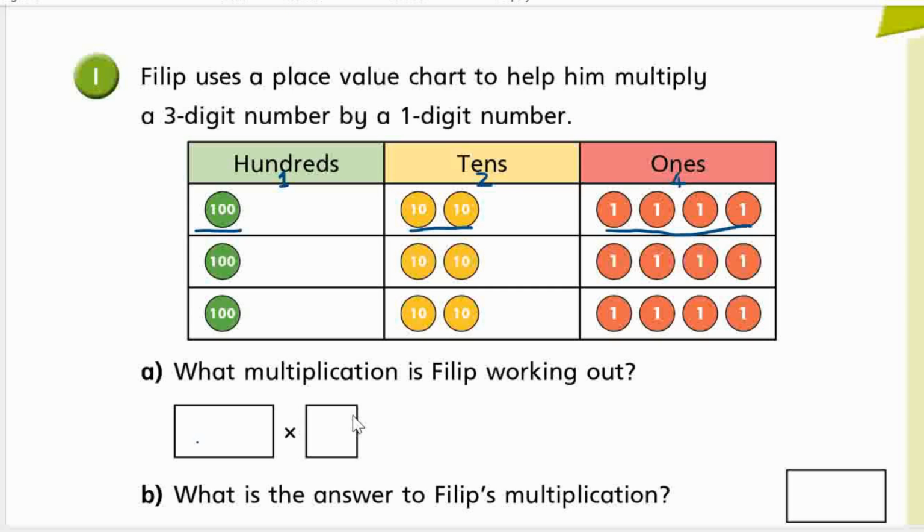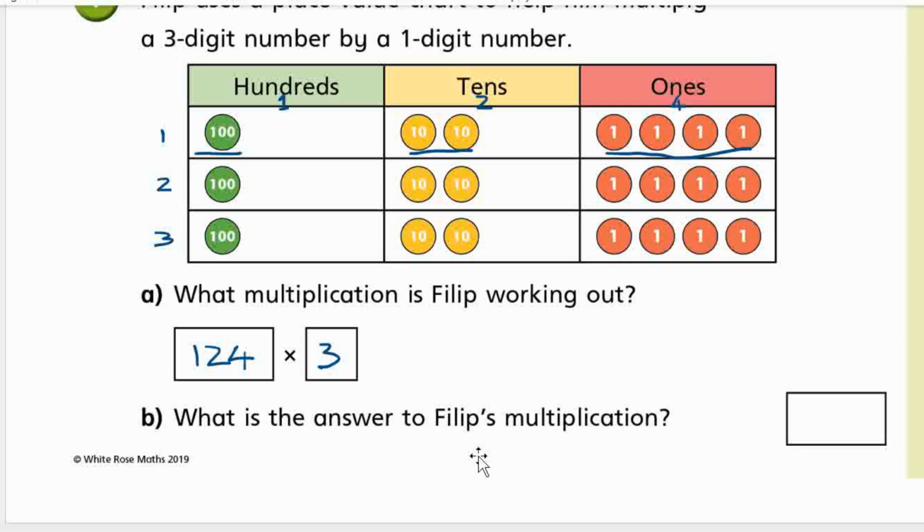Okay? 124. And here we have 1, 2, 3 rows, so he's multiplying that number by 3. Okay. What is the answer to Philip's multiplication? Well, we can do what they did before, and we can shift all the 10 ones up here. So 1, 2, 3, 4, 5, 6, 7, 8, 9, 10. That's this number here. And we're shifting it up into the tens.